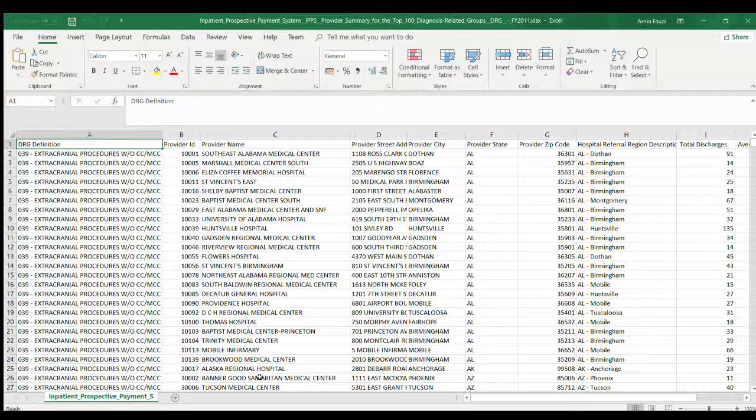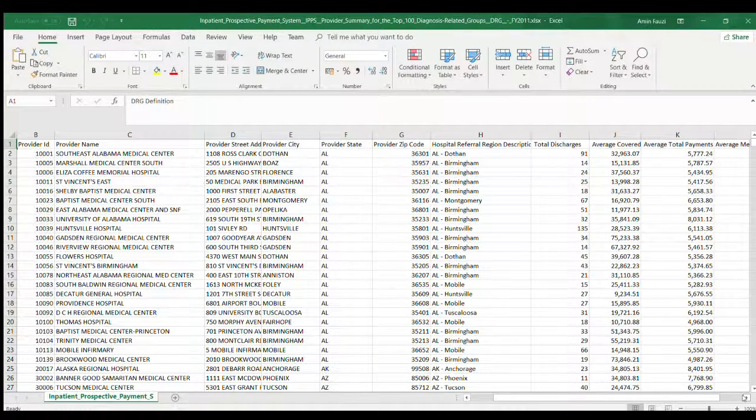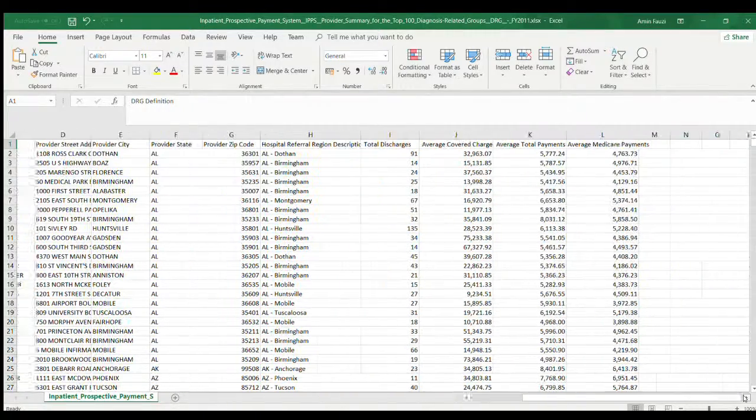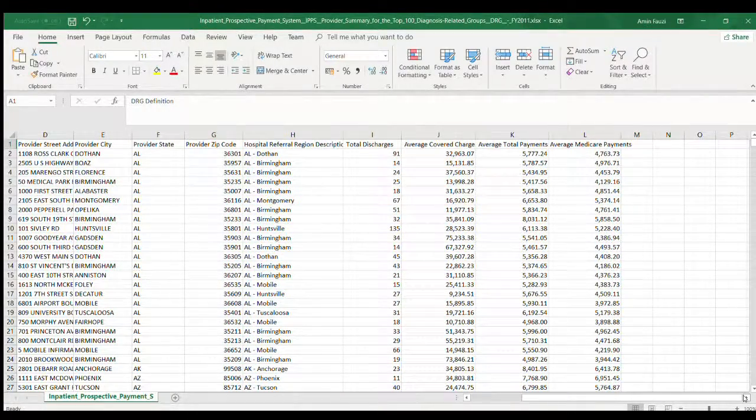So here we can look at our data, which tells about the important prospective payment system in several hospitals. As we can see here, we have several columns: DRG definition, provider ID, provider name, provider street address, provider city, provider state, provider zip code, hospital referral region description, total discharge, average covered charge, average total payment, and the last one is average Medicare payment.